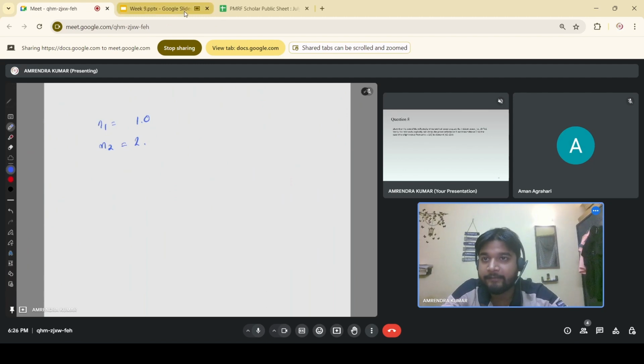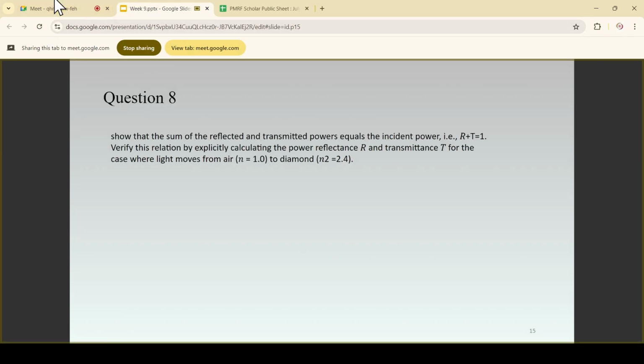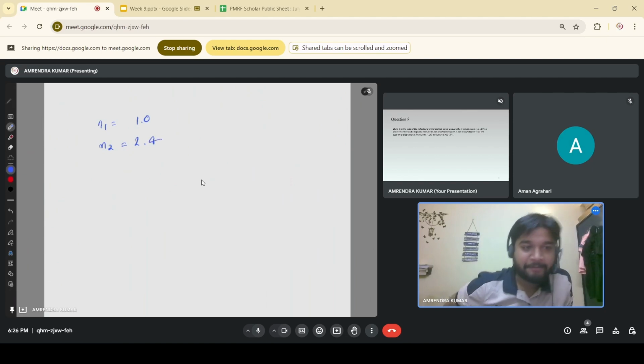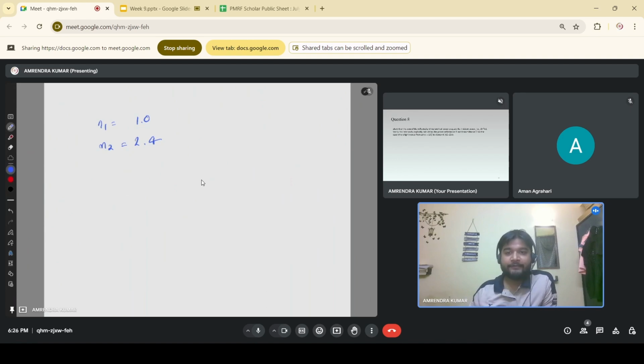So very high reflectivity. The diamond is 2.4. So that reflects light very much. That's why diamond is very expensive and it shines so much. So okay, let's calculate this. First we have to calculate how much is the transmitted intensity and how much the reflected one. So first let's calculate the coefficients.